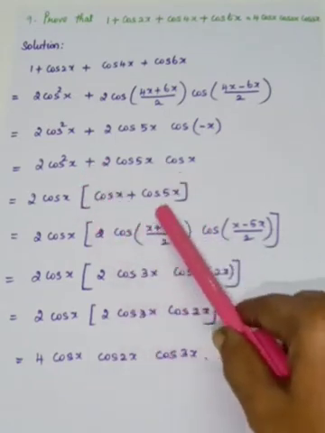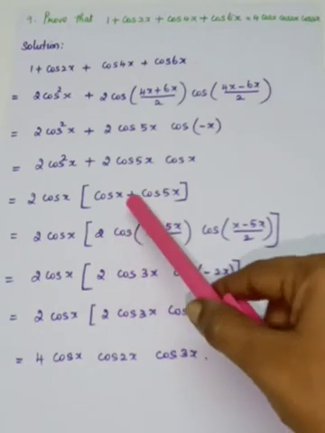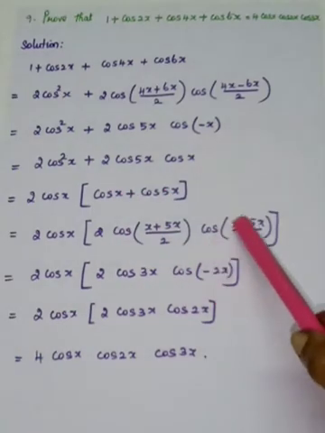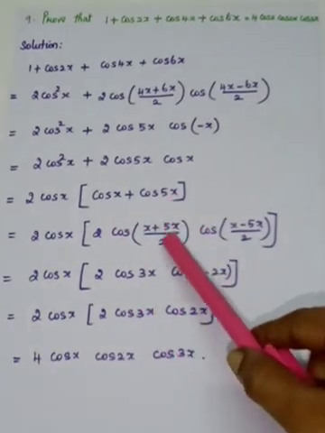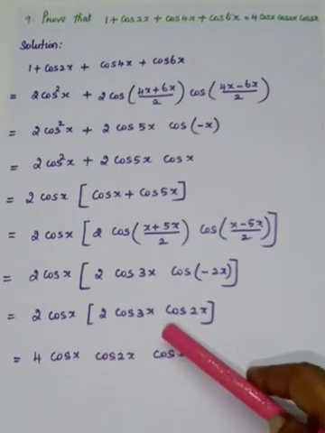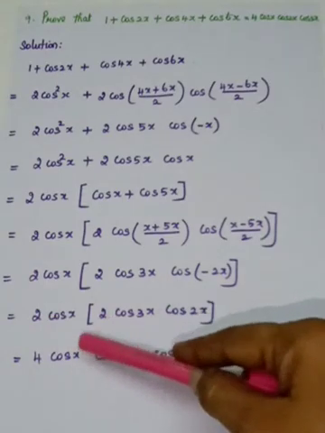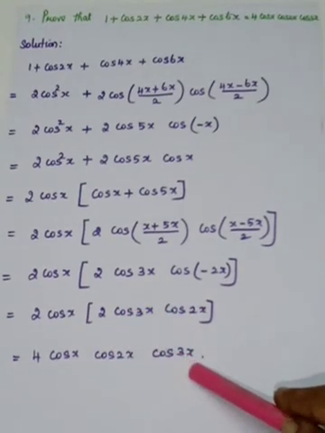So again it is in the form of cos C plus cos D. So you can use 2 cos (C plus D) by 2 cos (C minus D) by 2. Okay, so when you add these two, 6x by 2 is 3x. x minus 5x is minus 4x. Minus 4x divided by 2 is minus 2x. Again, cos of minus theta is equal to cos theta. So you will get 2 cos x into 2 cos 3x into cos 2x. 2 twos are 4. So 4 cos x cos 2x cos 3x.